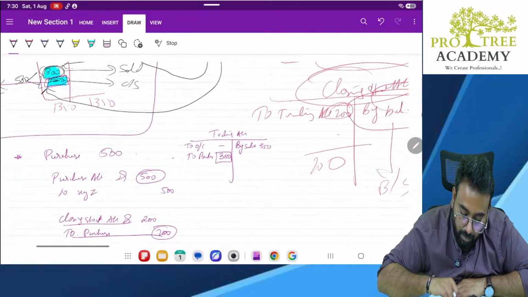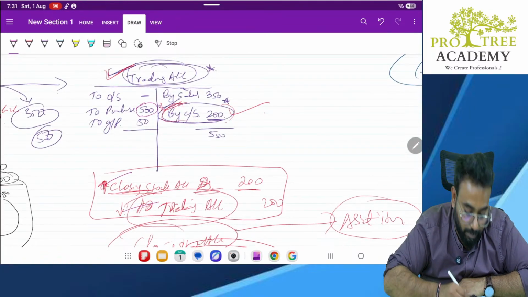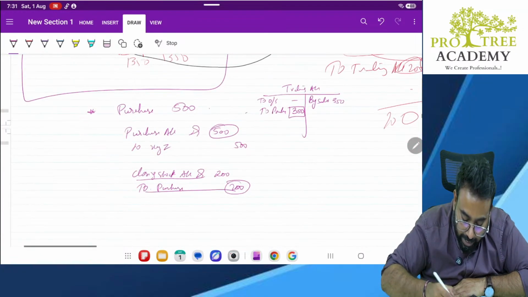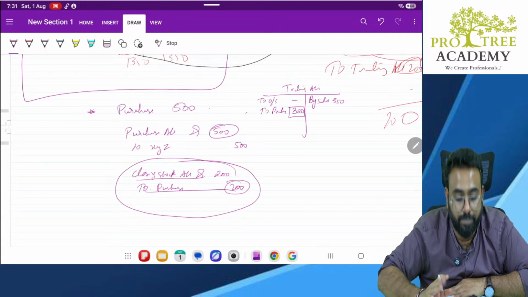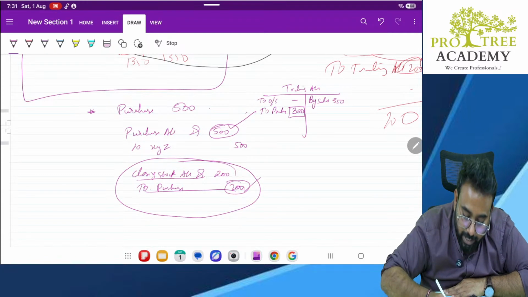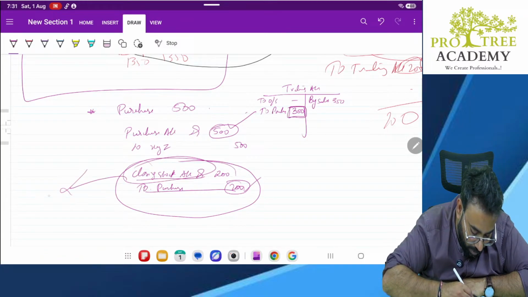300. See here, but in this case, how much it was? 500. Because it was 500, I had to create the closing stock here. But in this case, I have already created the closing stock. Purchase was debited 500, credited 200, remaining 300 is transferred to trading account. And this closing stock will directly go to balance sheet.